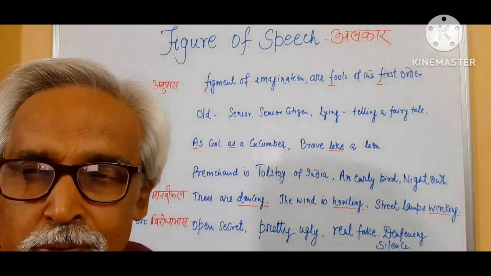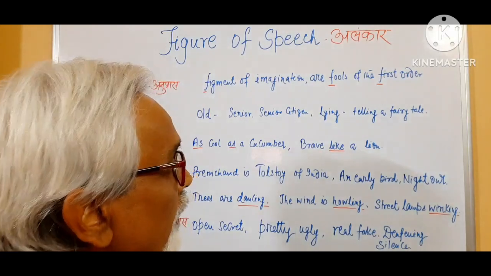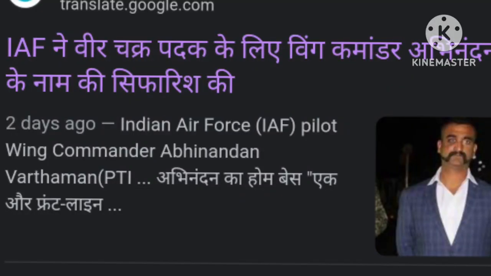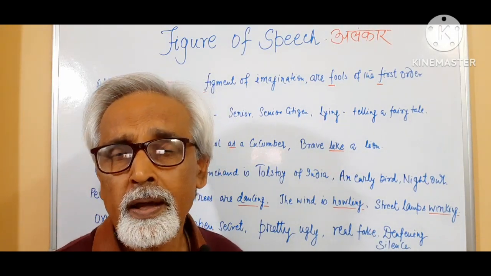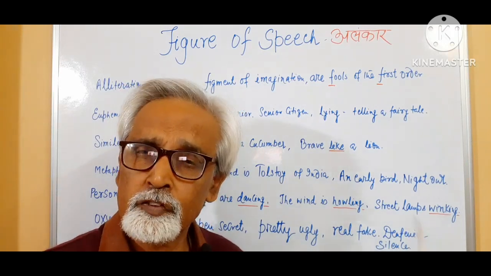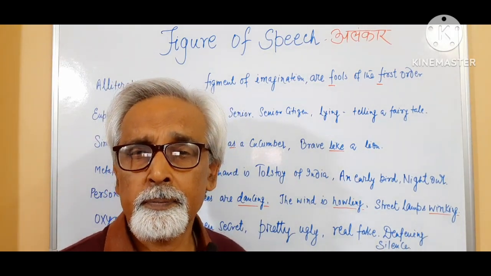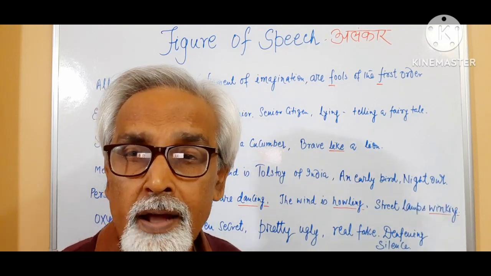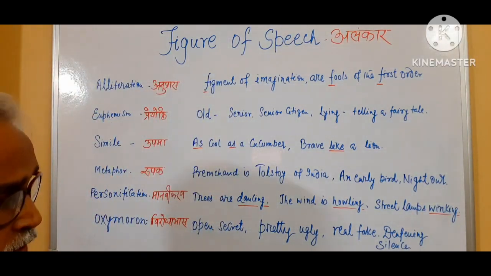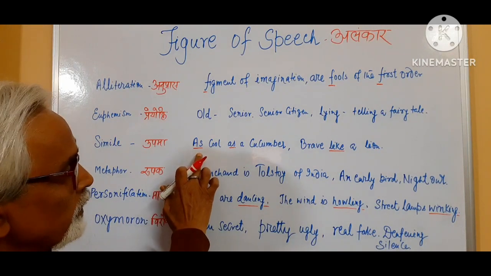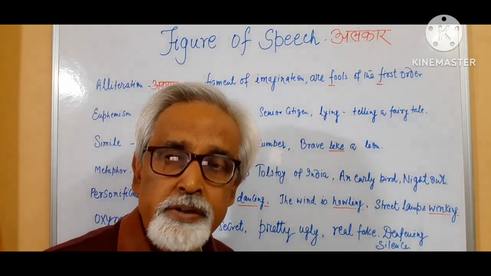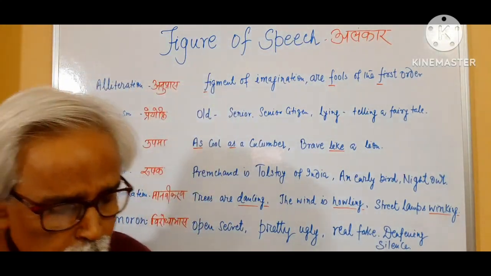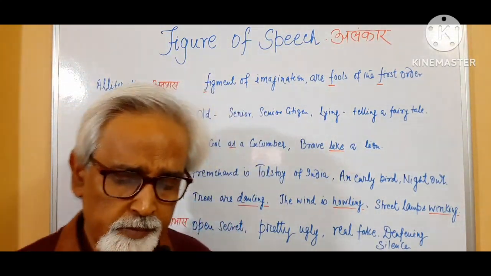And similarly, you can say he is as brave, he is brave like a lion. You are describing the bravery of a soldier. You can say he is brave like a lion. Clear? So this is called simile. In simile, the use of as or like is quite clear. So many examples of simile are there.